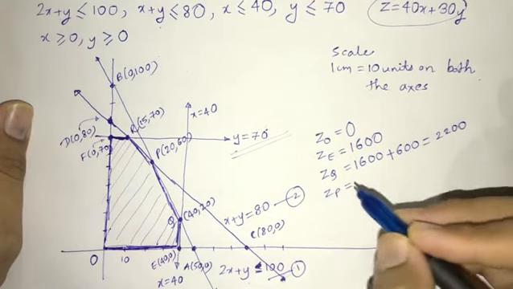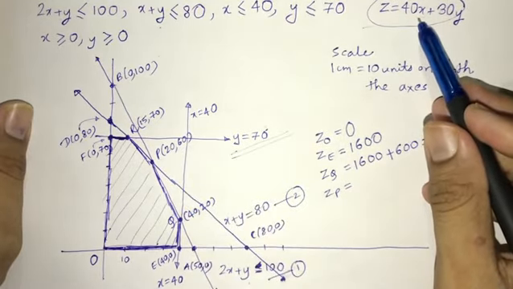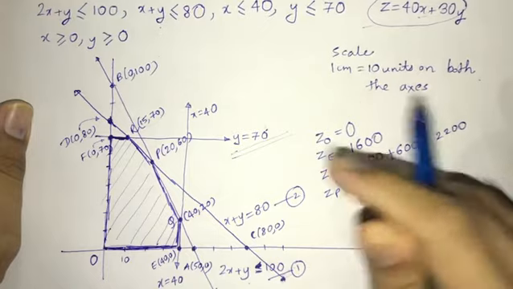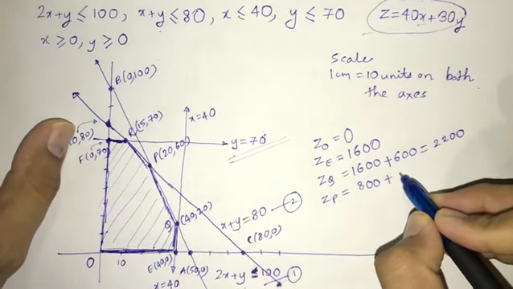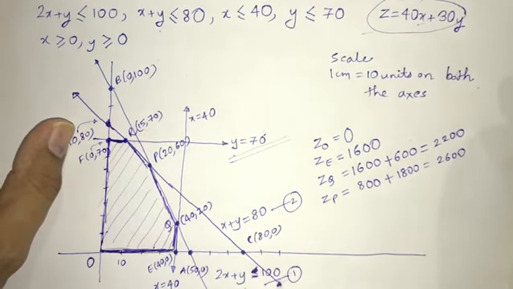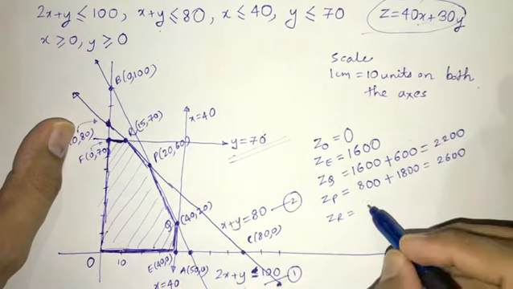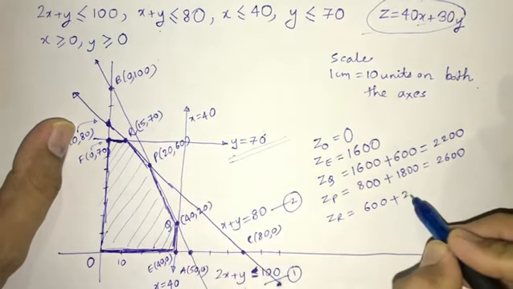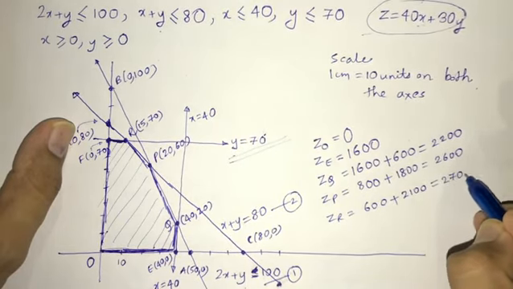Z at P, that is (20, 60): putting 20 in, we get 800, plus putting 60 into 30 gives 1800, so that gives 2600. Next is R. ZR: if I put 15 here, 40 into 15 is 600, and 70 into 30 is 2100, which gives us 2700.